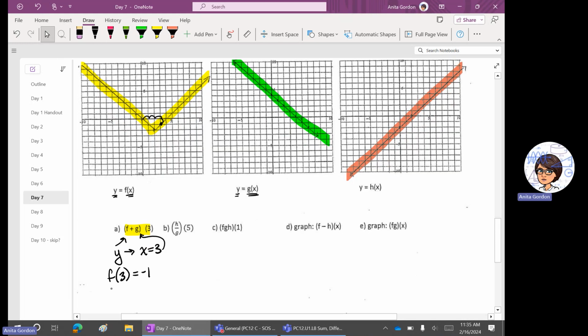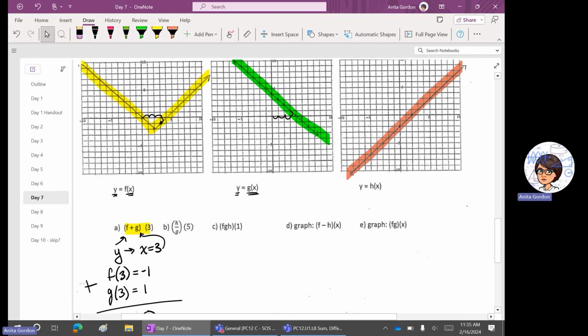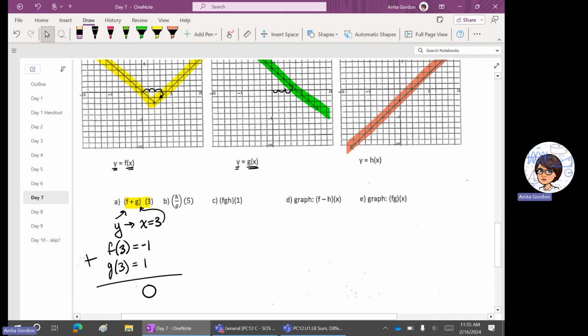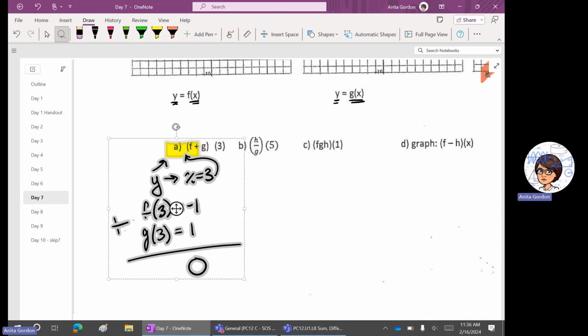If I go to g of 3, where is my y value? 1, 2, 3, +1. So if I add these together, I get 0. And that's all we can do. So this is what it looks like when we do these kinds of compositions, but graphically. So we should be able to do it visually, and we should be able to do it mathematically. And I just wrote this a little bit too big, so I'm just going to move it over so I have space for my other examples.